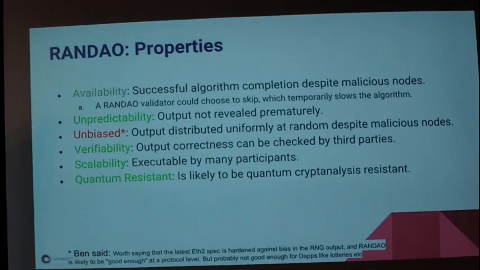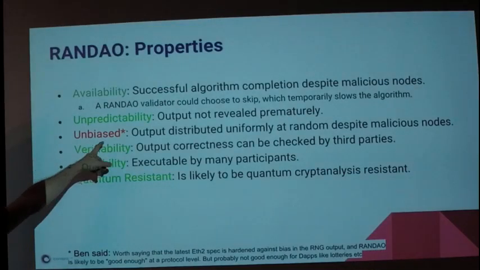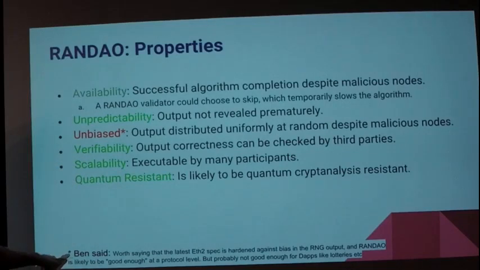It is unpredictable because you're not going to be able to work out the output. And I've written unbiased in red here, though Ben, in some discussions, said that actually there's a way that they've hardened the algorithm. And I think essentially you've got to look at some of the links that were provided in the previous slide to work out exactly why. So that's maybe brown, halfway between red and green. And it's verifiable. You can verify the numbers. And I think it's pretty scalable, and it's quantum resistant. So it's actually pretty good.